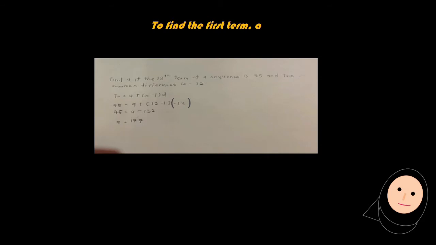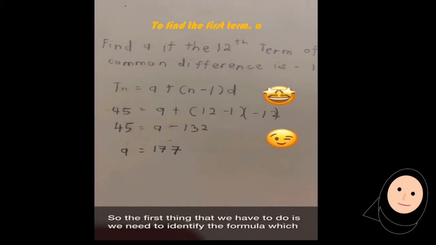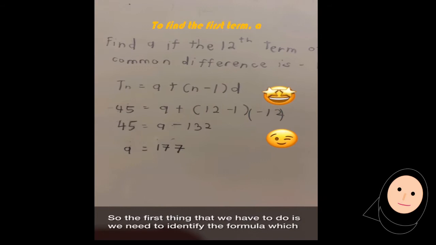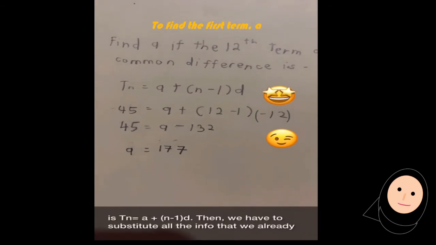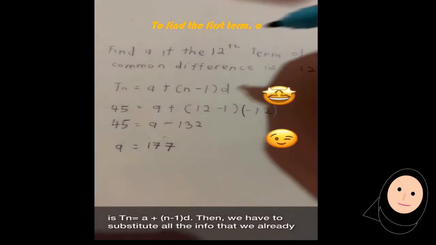Assalamualaikum. So today's question, we have: find A if the 12th term of a sequence is 45 and the common difference is negative 12. So the first thing that we have to do is identify the formula, which is Tn equals A plus (n minus 1) D.